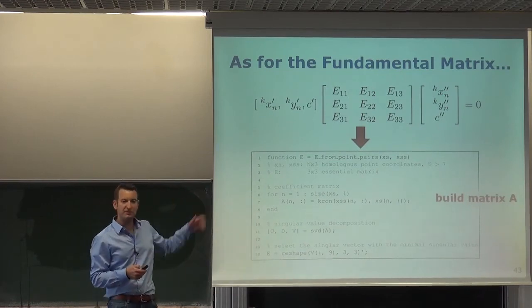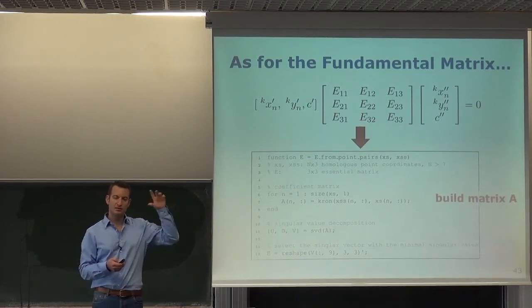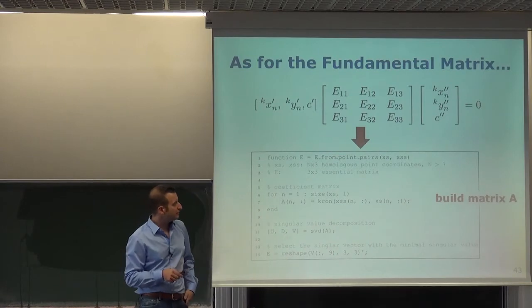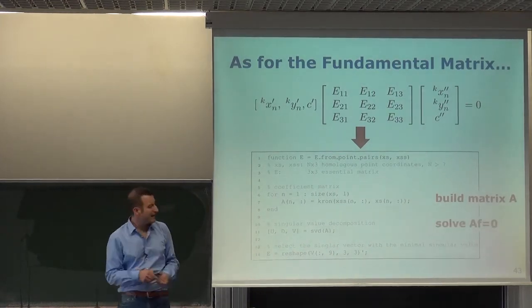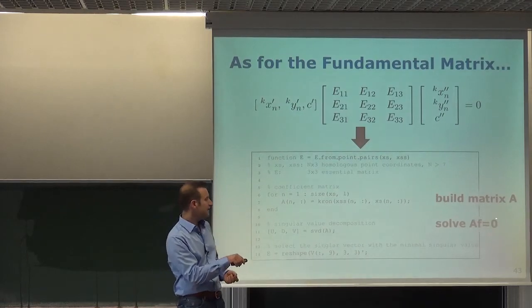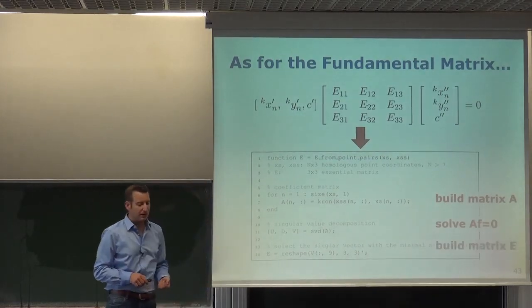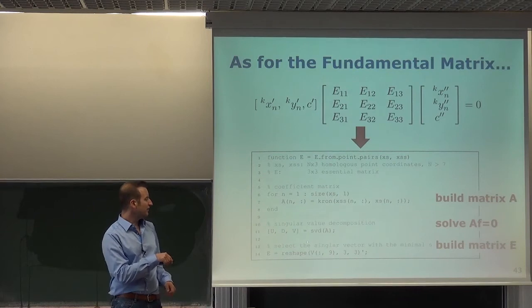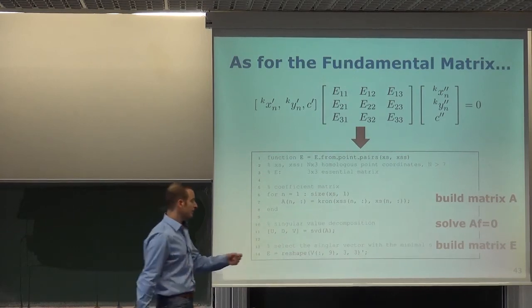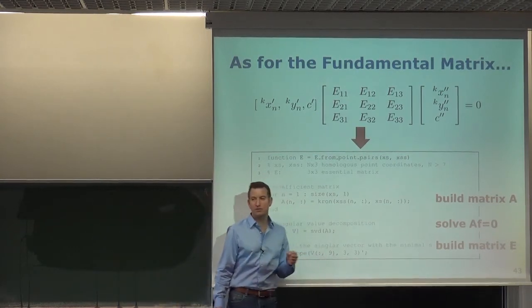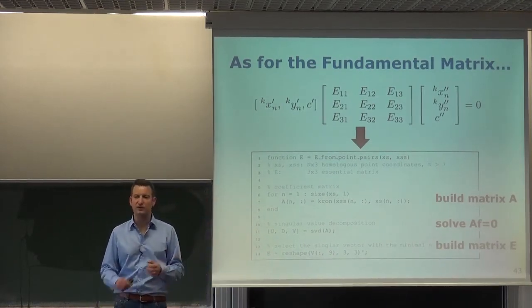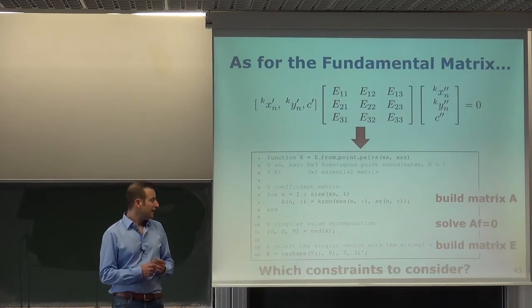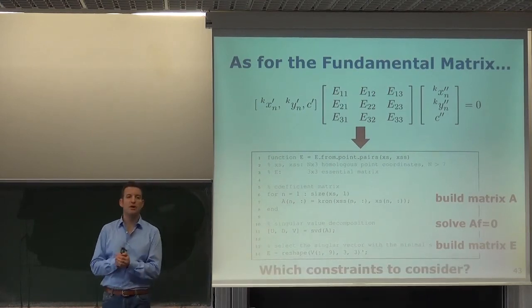Again, we build this matrix A as the Kronecker product of the corresponding points. We solve AF, or AE, not AF, AE equals 0, and then build our matrix E based on the singular vector which corresponds to the smallest singular value. And the question is now, which constraints do we need to impose?